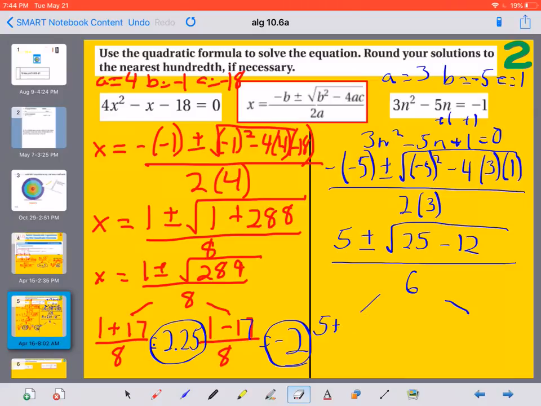Now the square root of 13, if I put that in my calculator, because that's not a perfect square, gives me 3.6 divided by 6, and then 5 minus 3.6 divided by 6. Sorry, I can't write today.